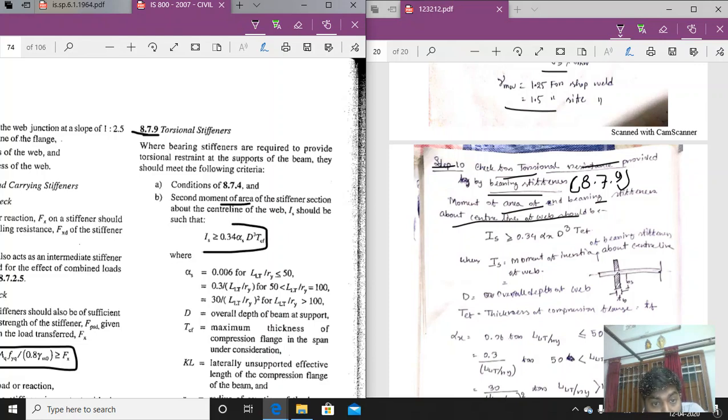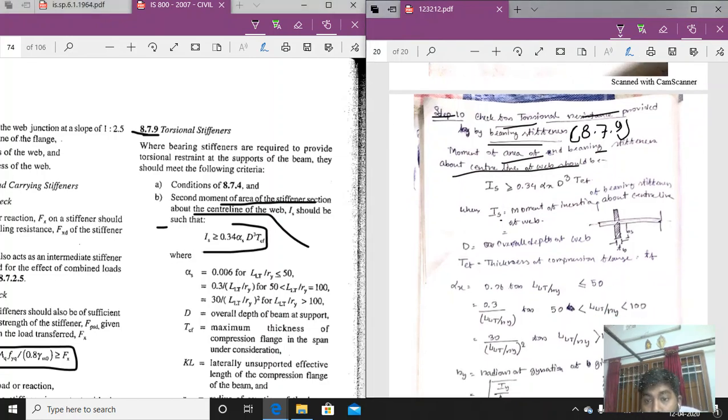Is is the second moment of area of the stiffener section about the central line of the web. That means Is equals the moment of inertia of the bearing stiffener about the central line of the web, bearing the torsional resistance of the bearing stiffener only, because bearing stiffeners are the load bearing stiffeners. Intermediate transverse stiffeners are there to accommodate the extra shear, but the bearing stiffeners take the extra shear force acting. So Is is the moment of inertia of the bearing stiffener, so the torsional check is only applicable for the bearing stiffener.